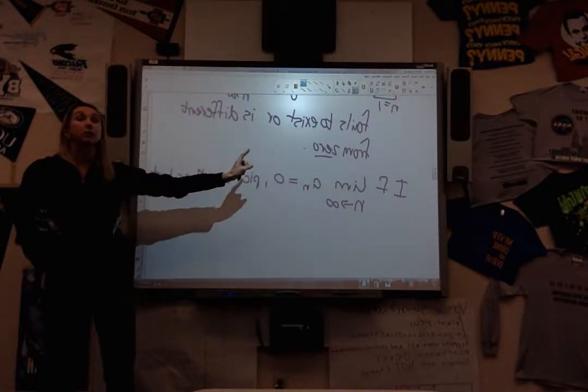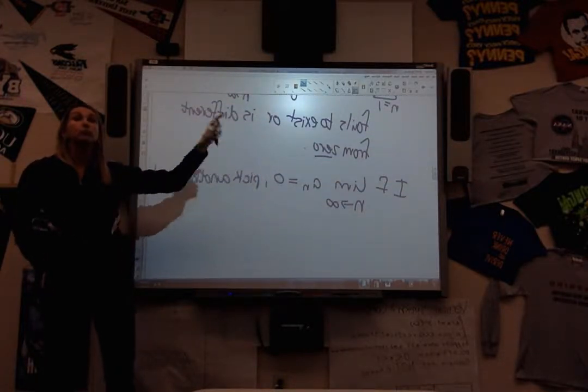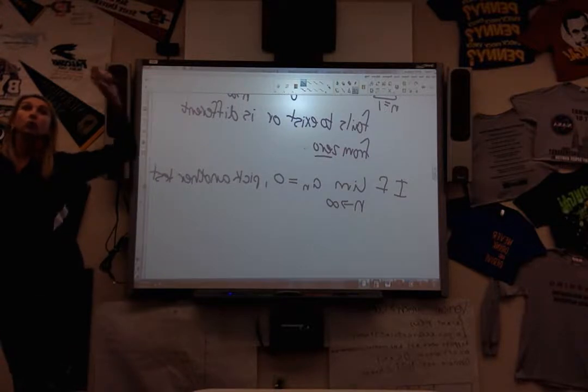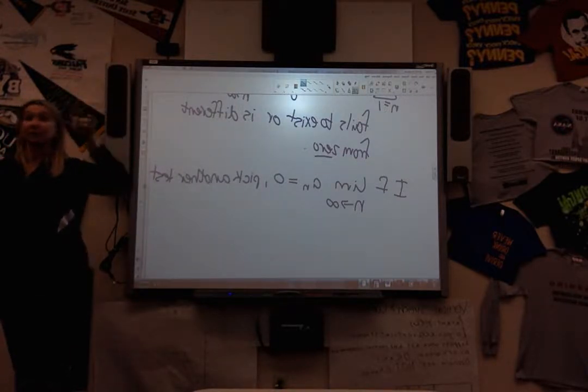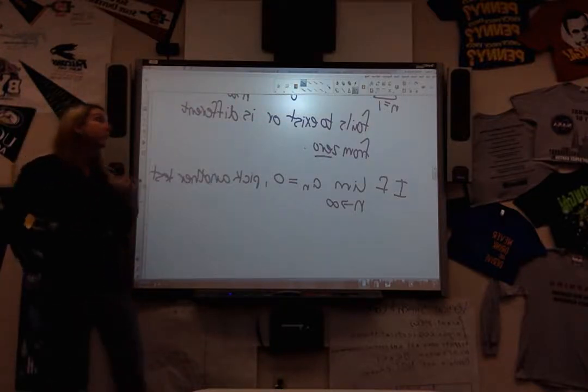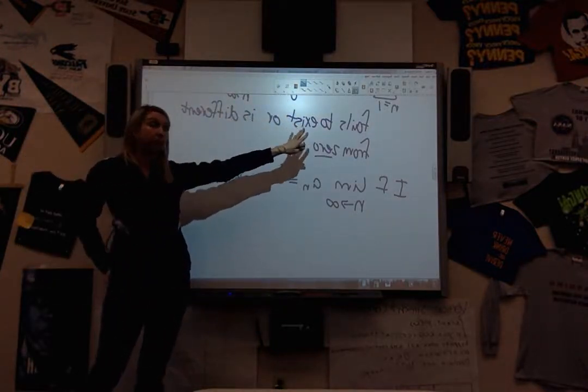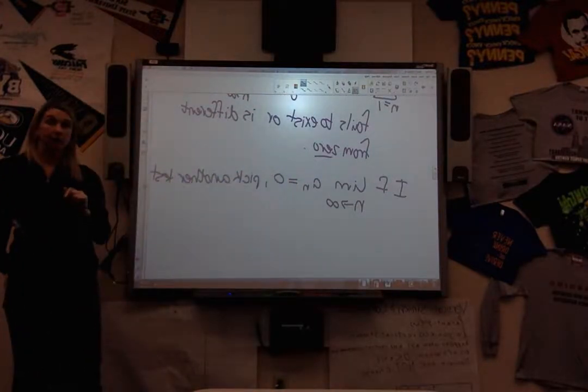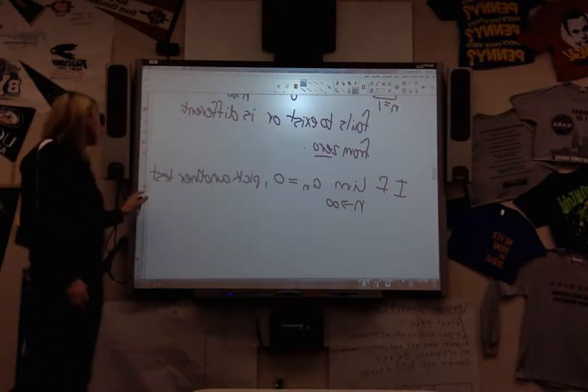If the limit goes to 0, you cannot say that it converges, and we'll do more examples where these 3 all go to 0 and one converges, one diverges, and it's not always the same. So if it doesn't go to 0, it diverges. If it goes to 0, pick another test. All right, so that is our nth term test.